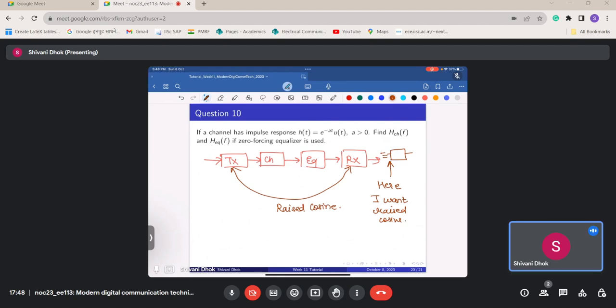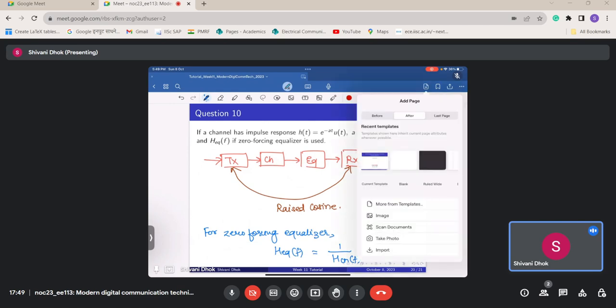which means that these two should cancel out the effect of each other, or rather this equalizer should cancel out the effect of this channel in the given bandwidth. So for a zero forcing equalizer, we have Heq(f) equal to 1 upon Hch(f). Okay, this we had discussed earlier also.